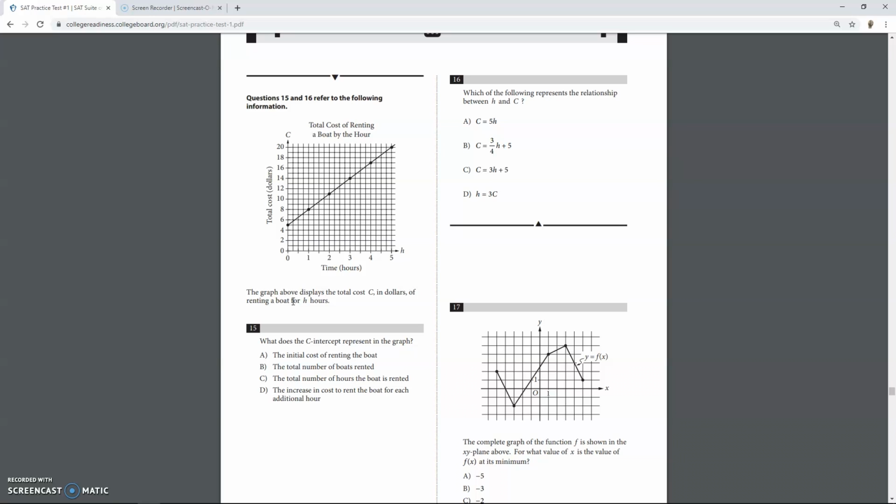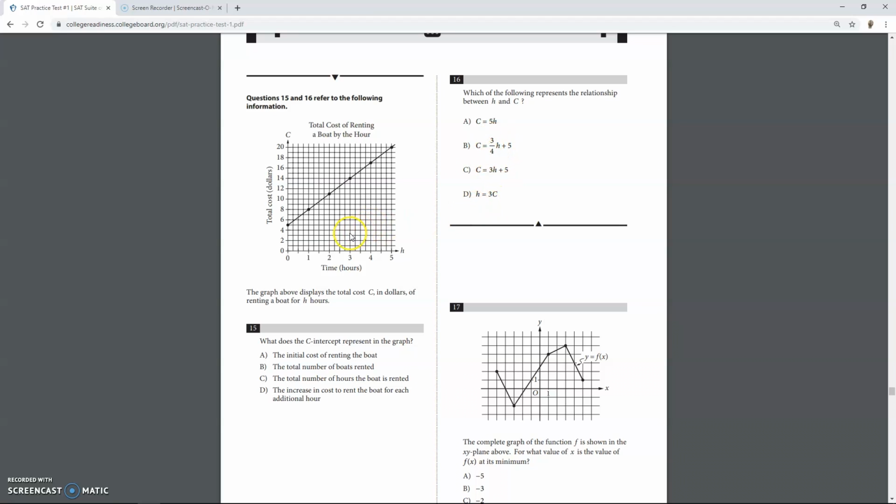For question 16, which of the following represents a relationship between H and C? To find the relationship, we need to first find the c-intercept. The c-intercept here is 5. So we know that C equals something plus 5. So it's either B or C.